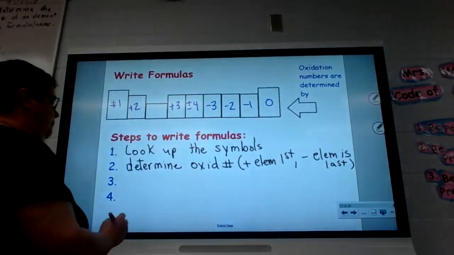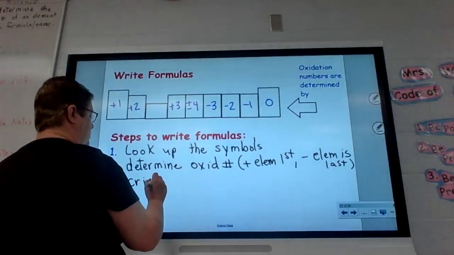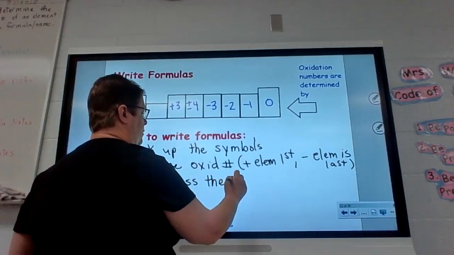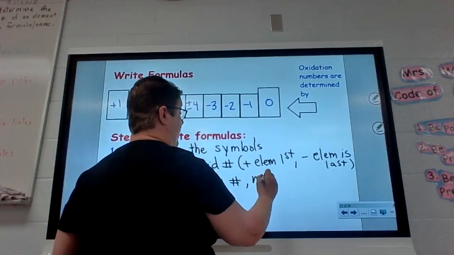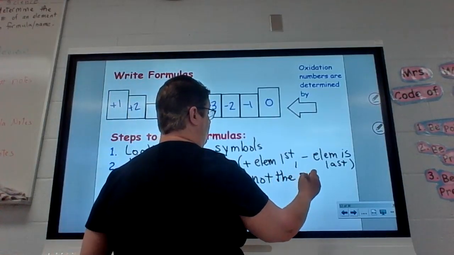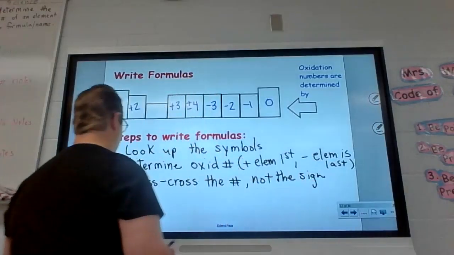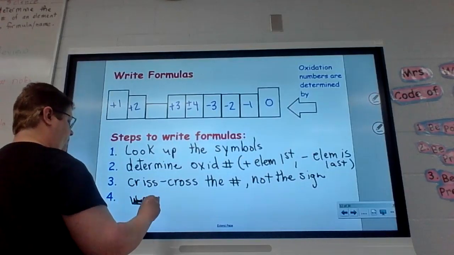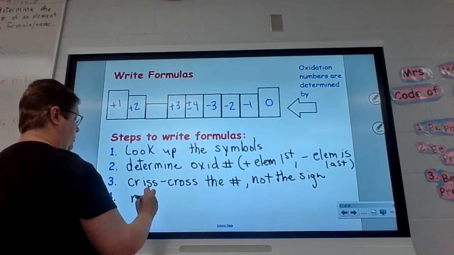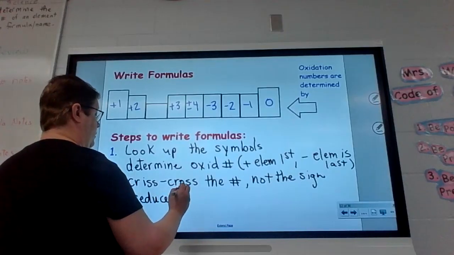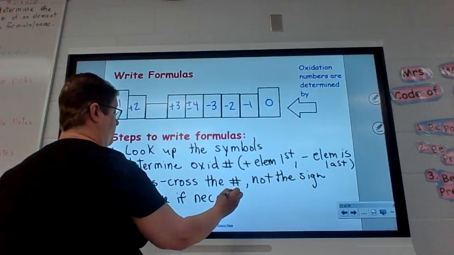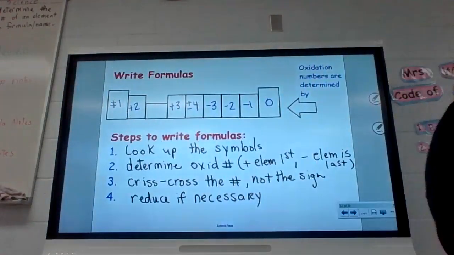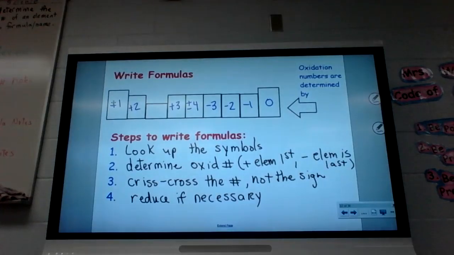Number 3. Crisscross the number, not the sign. And the last one, reduce if necessary. Is that it? Yes. Take a picture.